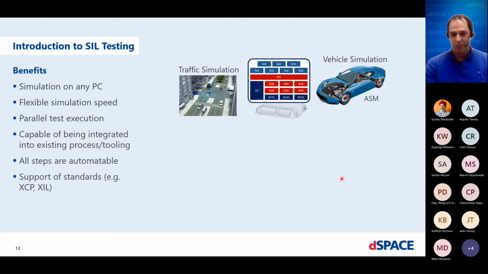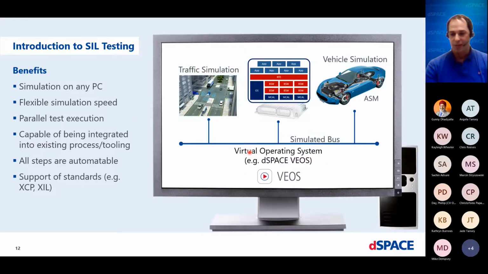Okay, this can be done then in combination with models. So you have your ECU, but of course you want to run the ECU in a certain environment. So what you would like to do maybe is having a traffic simulation, having a vehicle simulation. Could be, for example, done with dSPACE ASM or any other vehicle models. Then you want to connect these systems together. So you have normally in a virtual environment some kind of simulated bus system. And of course, everything runs somehow in a virtual environment, so you need some kind of virtual operating system, for example dSPACE VEOS.